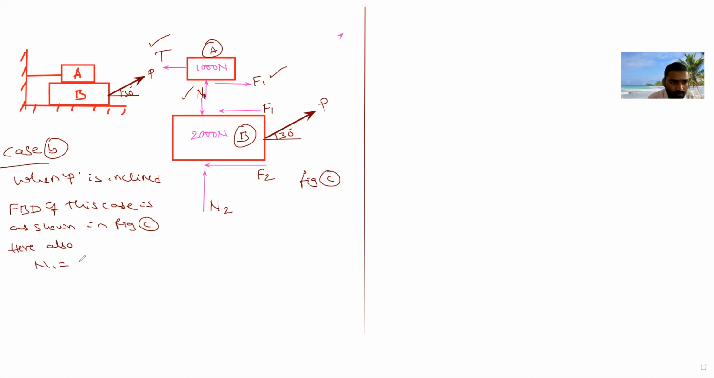N1 is equal to 1000, correct? 1000 Newton. And what is F1? F1 is equal to 250 Newton. Okay, 250 Newton. So you will understand, right? Why have I taken the same value? Because when you apply sigma Fx and sigma Fy, you will get the same thing. I have calculated those values in case A. That's why I have taken them as they are.